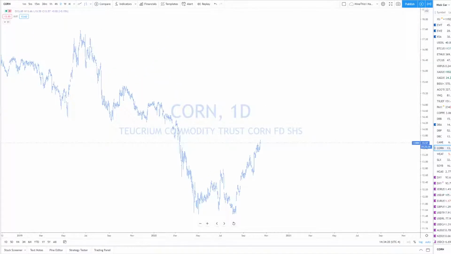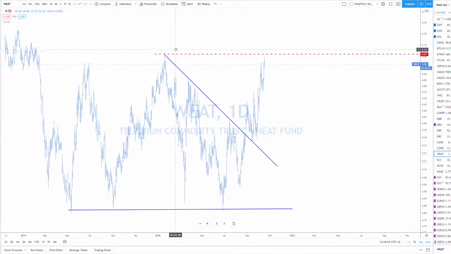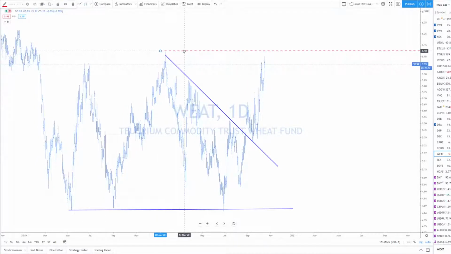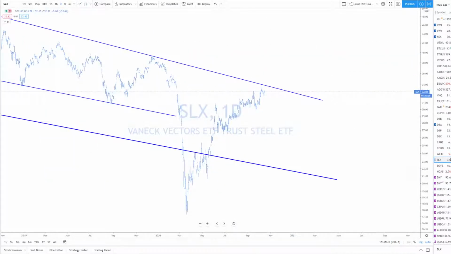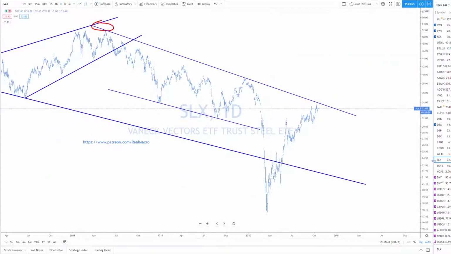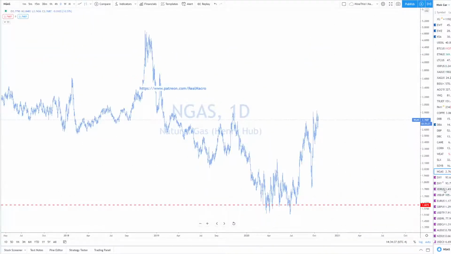Corn pushing higher. Wheat higher, testing the previous high, right? We talked about that yesterday and the day before. Steel at resistance. Soybean at resistance. Nat gas we'll skip for now.